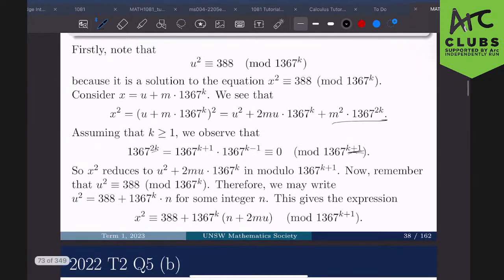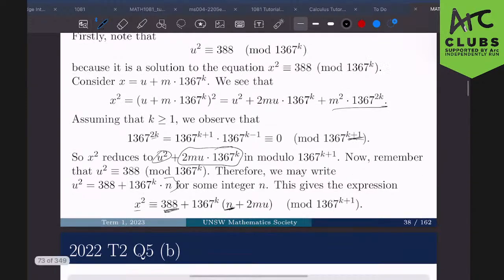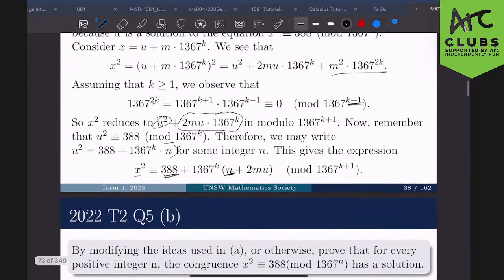Okay. And now we will sub in and we'll get this expression in x. This u squared has become 388 and also this n over here. So now we've simplified it further.